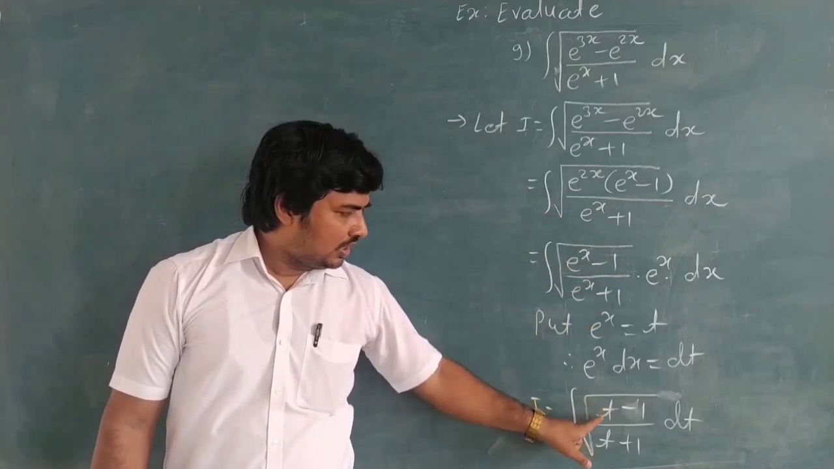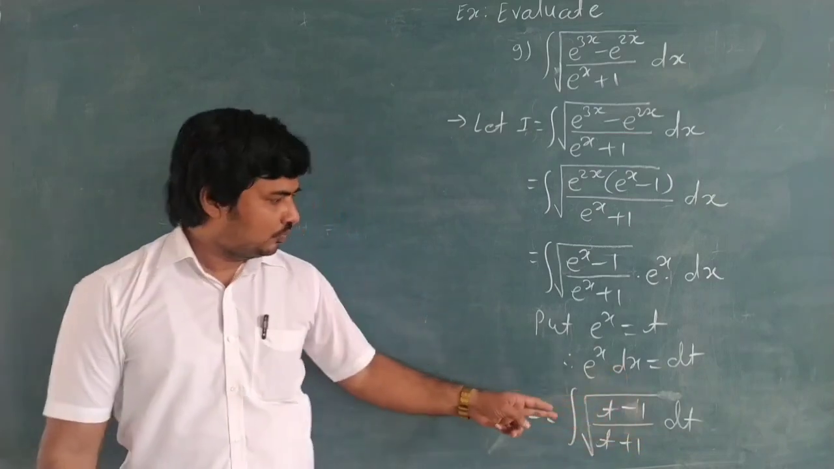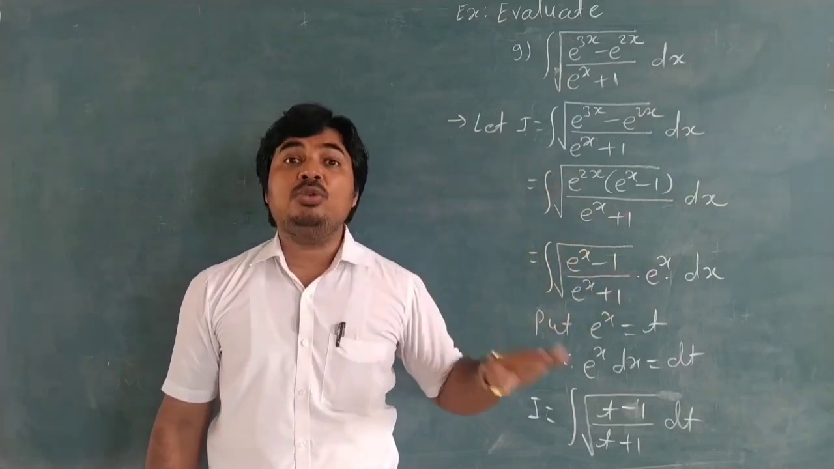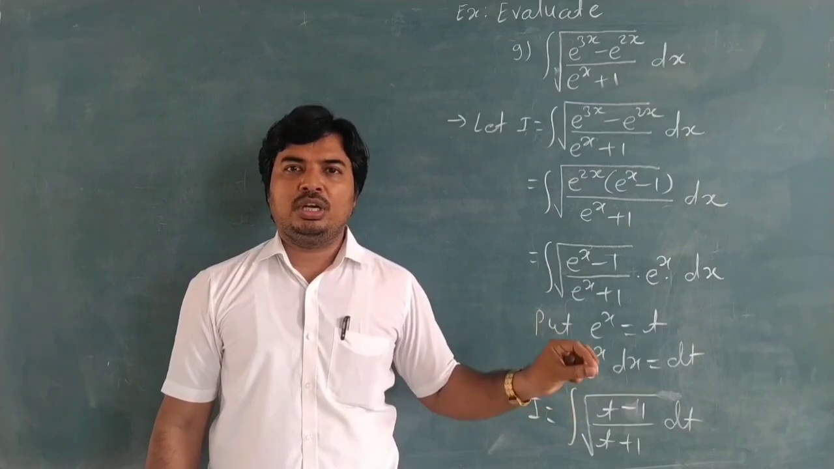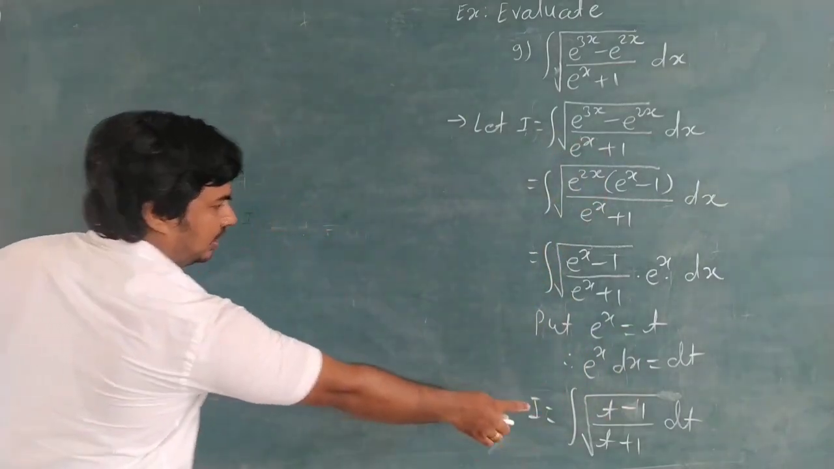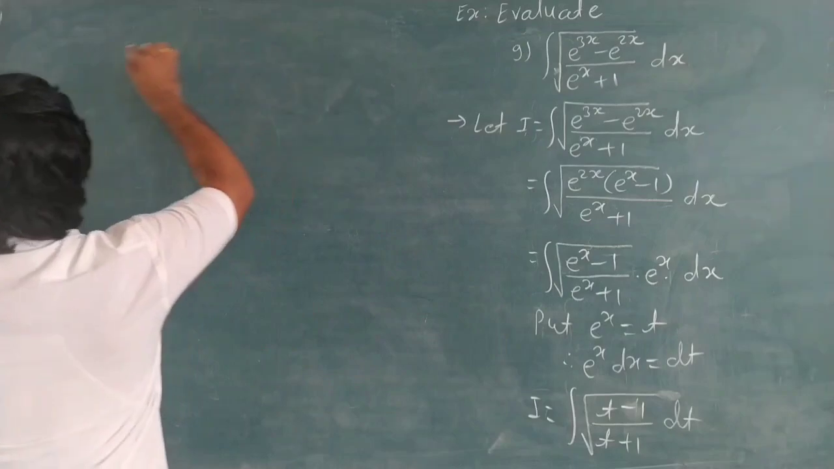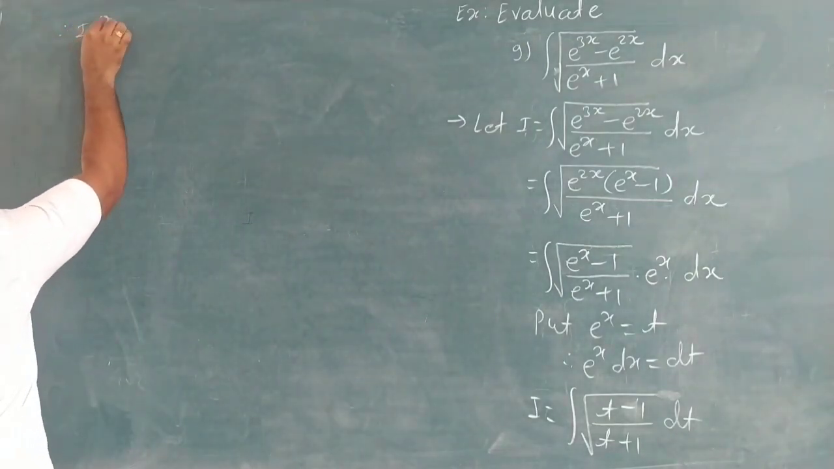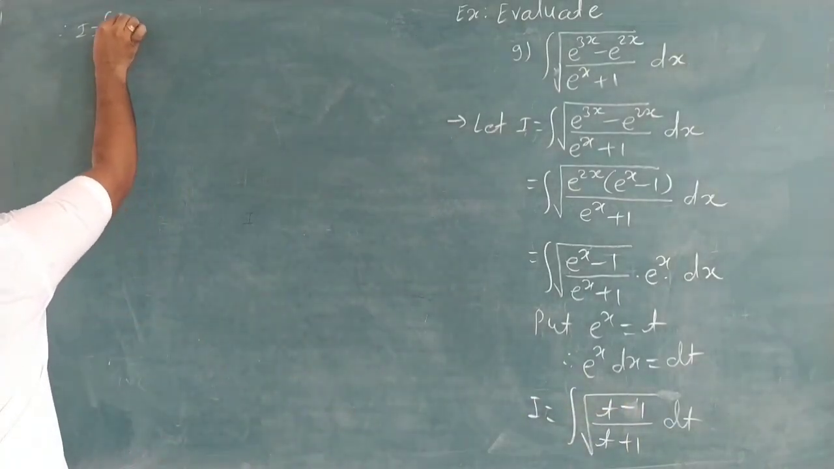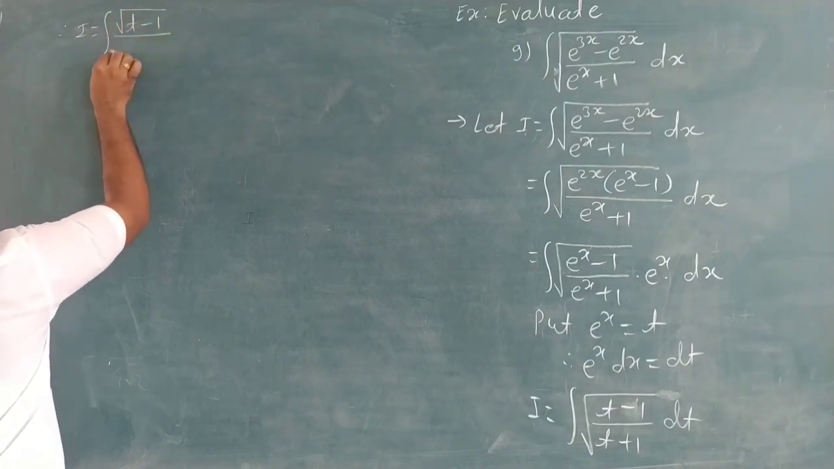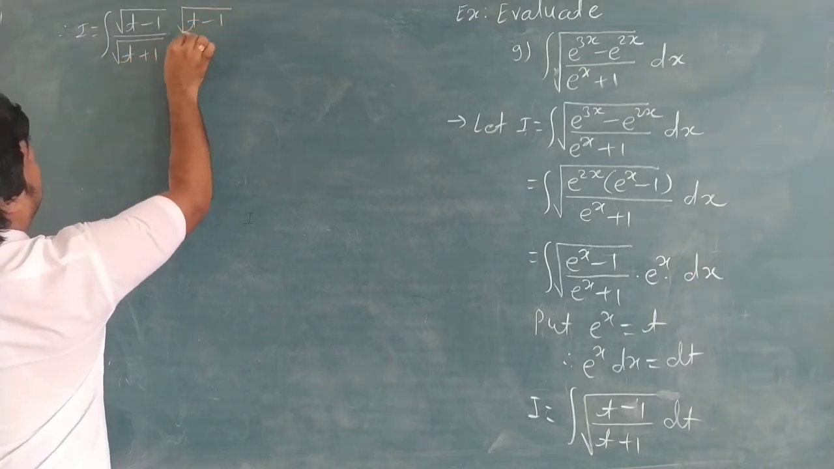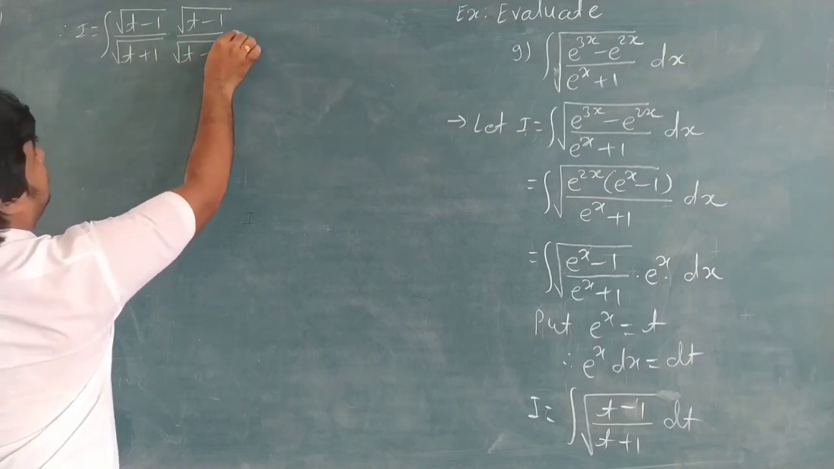Okay, under root of t minus 1 upon under root of t plus 1. Here we multiply numerator and denominator by under root of t minus 1, then we get linear function upon under root quadratic function, and linear function upon under root quadratic function we can solve by adjusting the derivative of quadratic function in the linear function. Okay, now this example we saw in the last lecture. Therefore our integral becomes t minus 1 upon under root t plus 1, multiplied by under root t minus 1 upon under root t minus 1 dt.